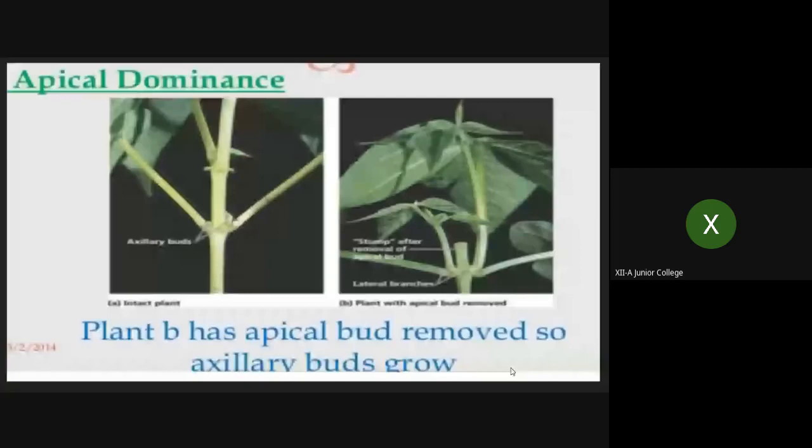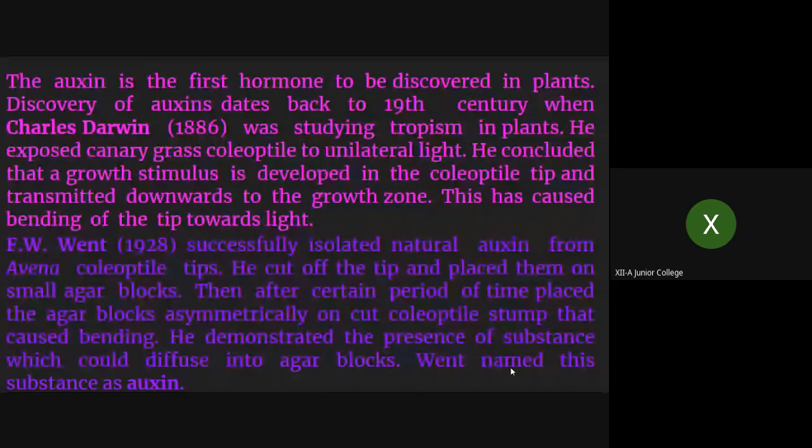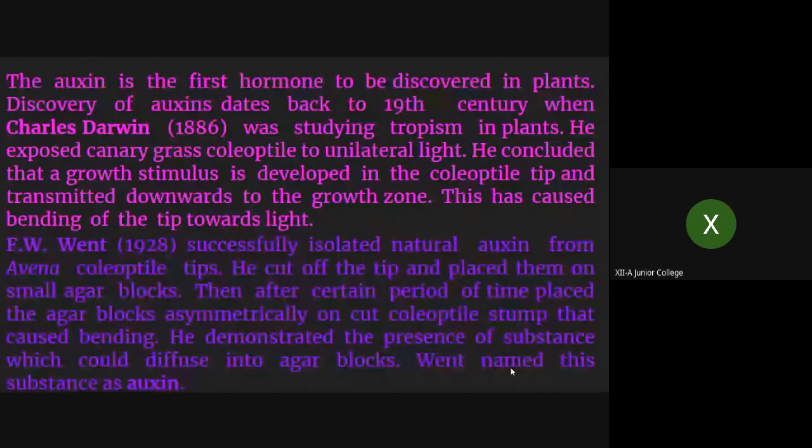Auxin is the first hormone to be discovered in plants. The discovery of auxins dates back to when Charles Darwin was studying tropical plants. He exposed canary grass coleoptile to unilateral light. He concluded that a growth stimulus is developed in the coleoptile tip and transmitted downwards to the growth zone. This has caused bending of the tip towards light.